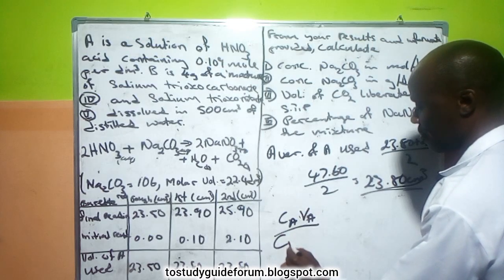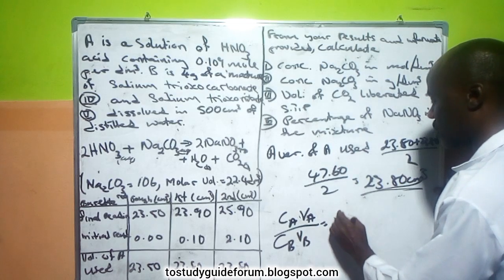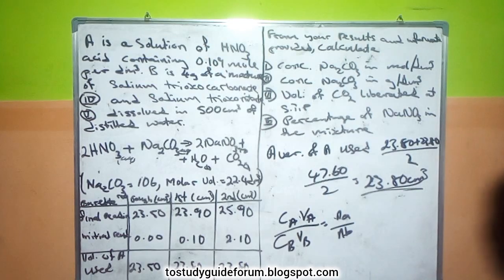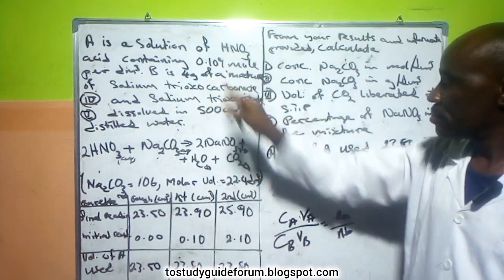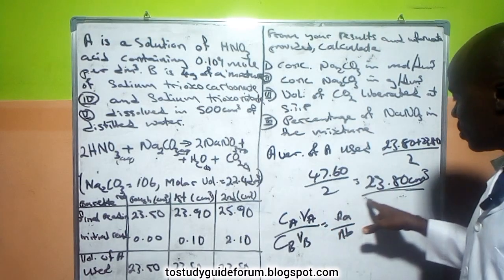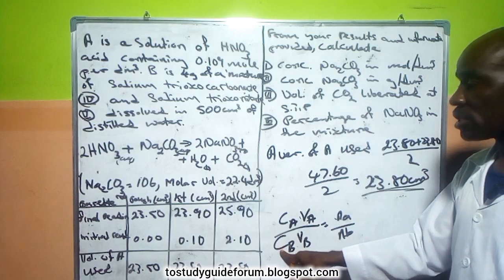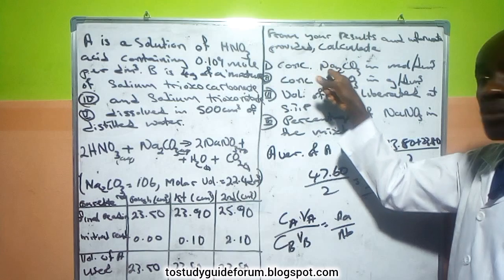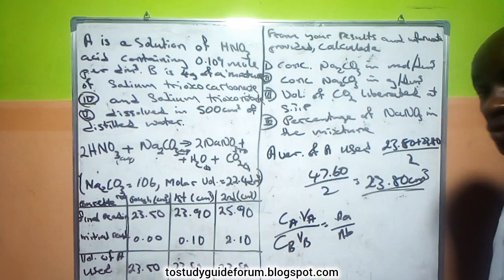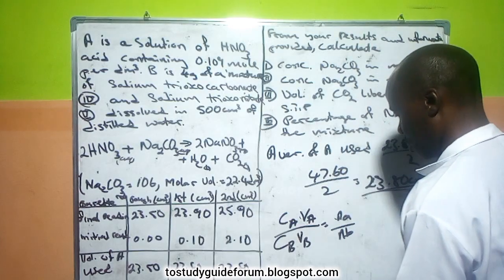So where this is the concentration of the acid, that's why we're using this. The volume of the acid is 23.8 cm cube. The concentration of B is what we are looking for, pay attention to this. And the volume already is given to us, which I told you is 25 cm cube.